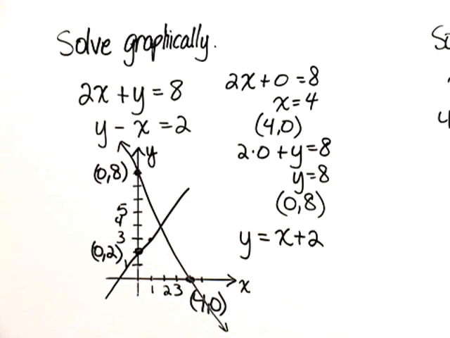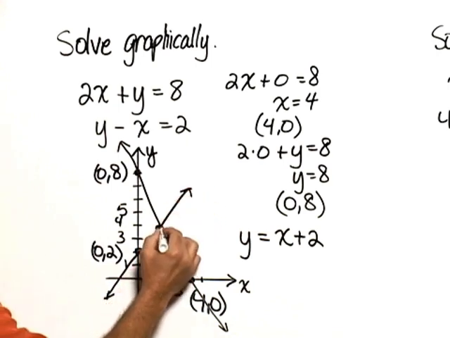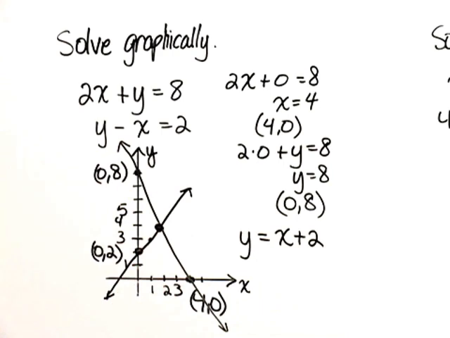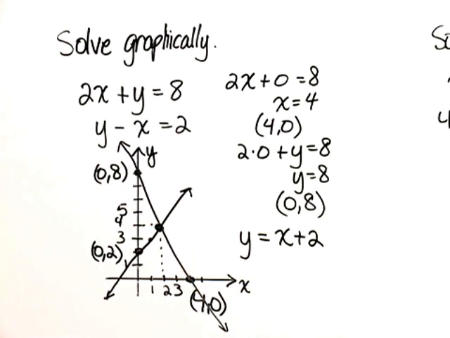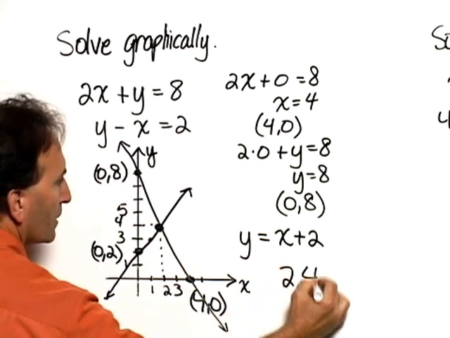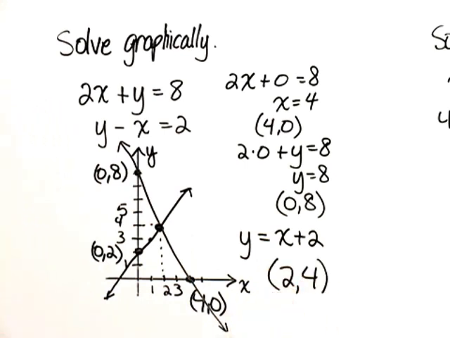And now we look for where the 2 graphs intersect, which is right at this point. If we then extrapolate backwards, we can see that that point is the point (2, 4). That would be the solution to this system of equations.